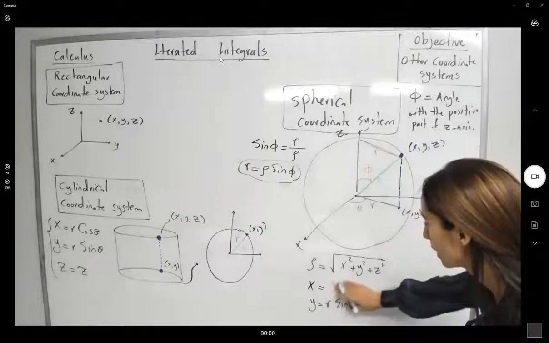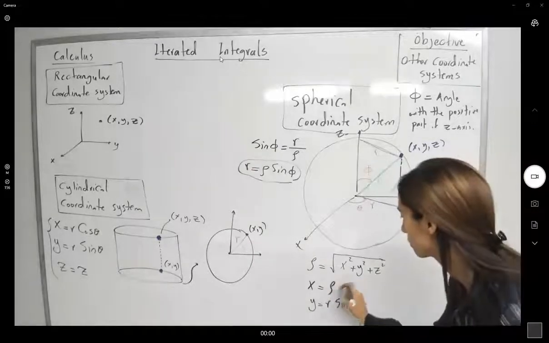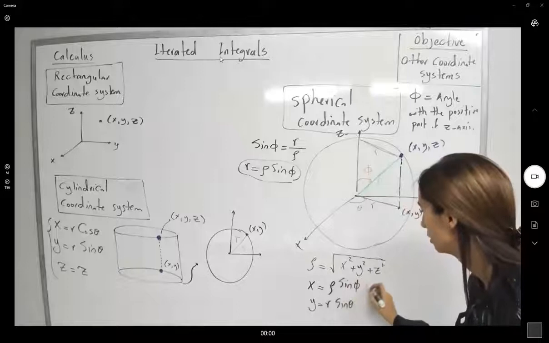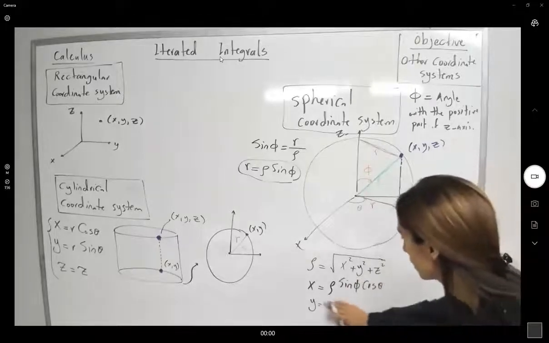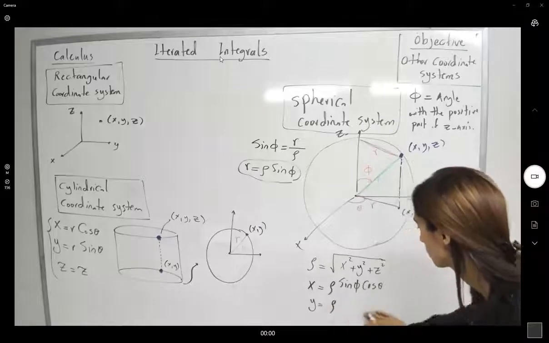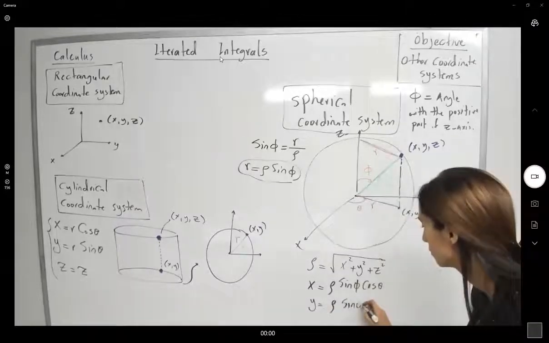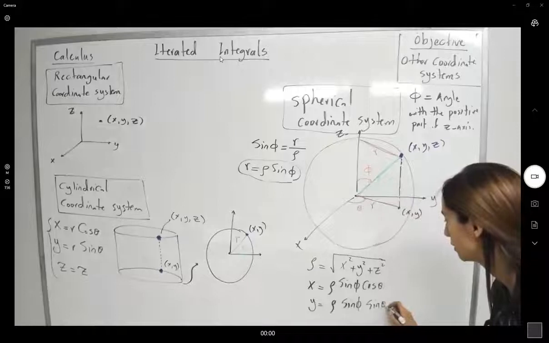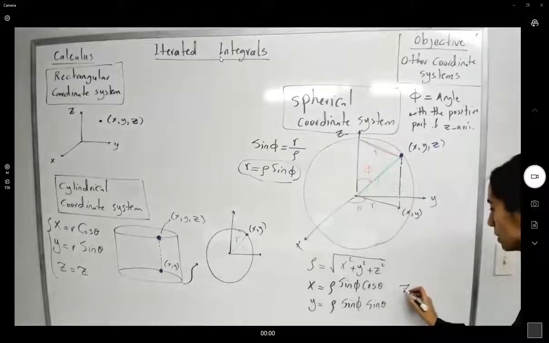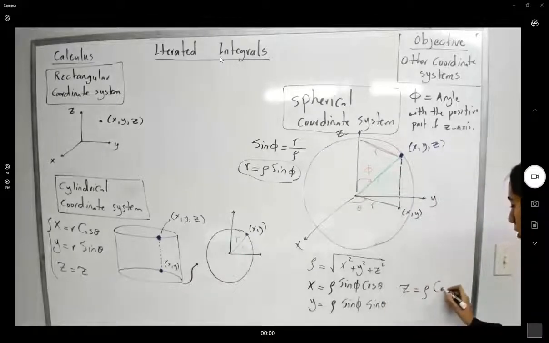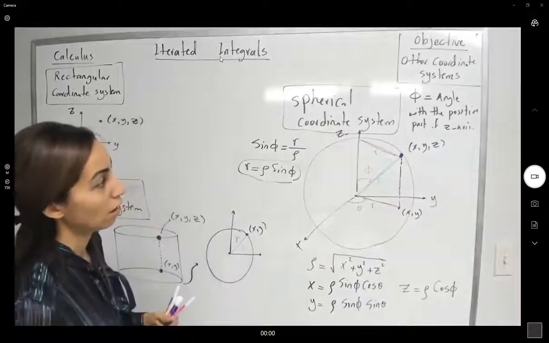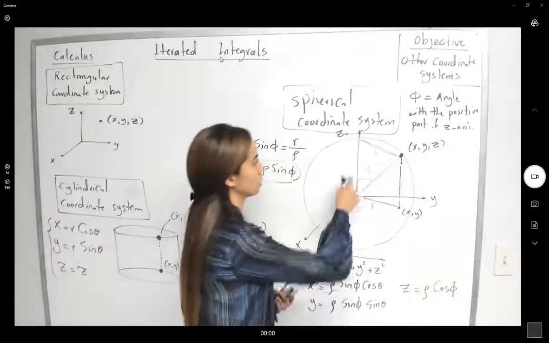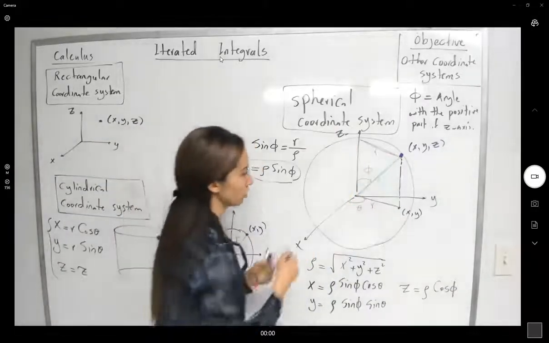So now x is rho sine phi cosine theta and y is rho sine phi sine theta and z is equal to rho cosine phi. So if we write the definition of cosine, you're going to see this length is just rho cosine phi.